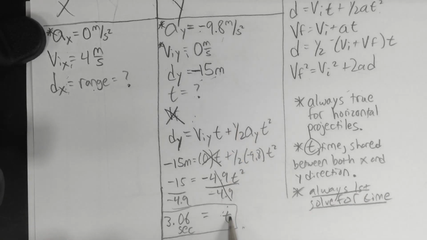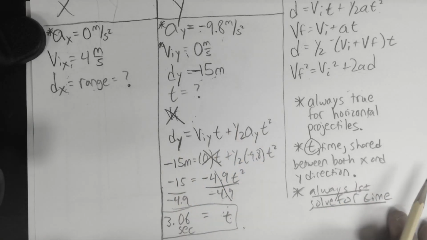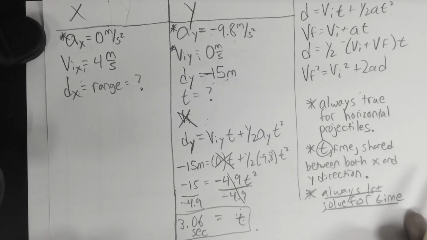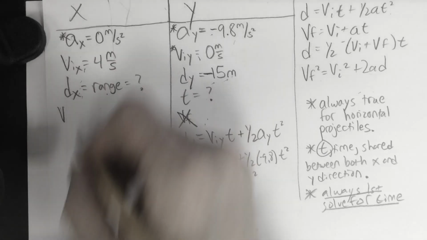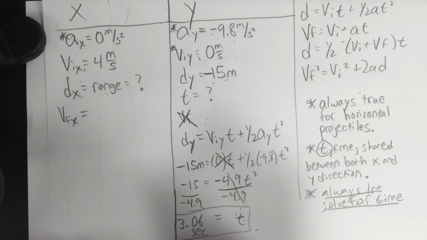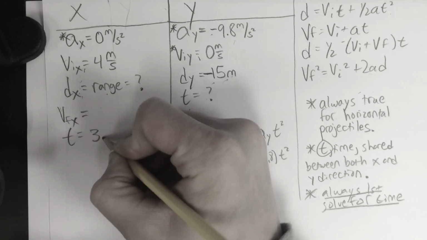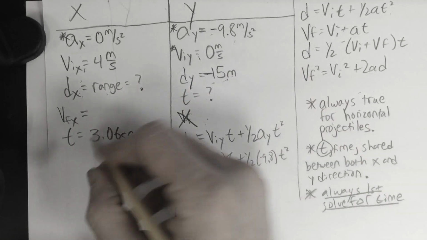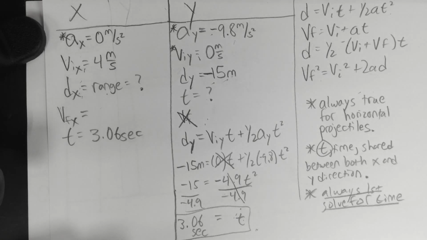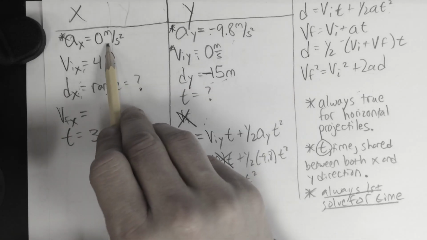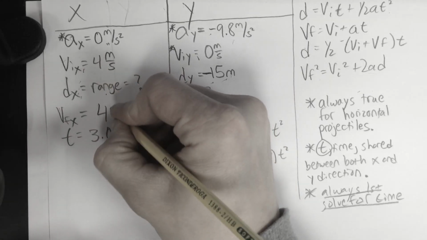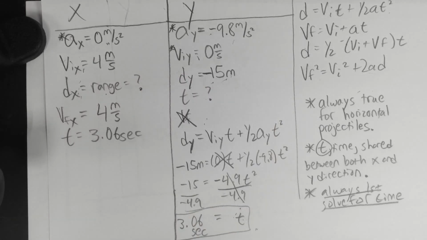So we've found time in the y column. Now we're going to calculate our final answer for range in the x column. Alright, so we have a vix, a dx, ax. We could say vfx should be there. And our fifth variable would be time. Oh yeah, we just solved for that. You know that now. It's 3.06 seconds, so we could add it to the list in the x column. It's shared between x and y. One thing you could say in the x direction, since there is no acceleration, the final velocity is always the same as the initial x velocity. So vix and vfx are equal.